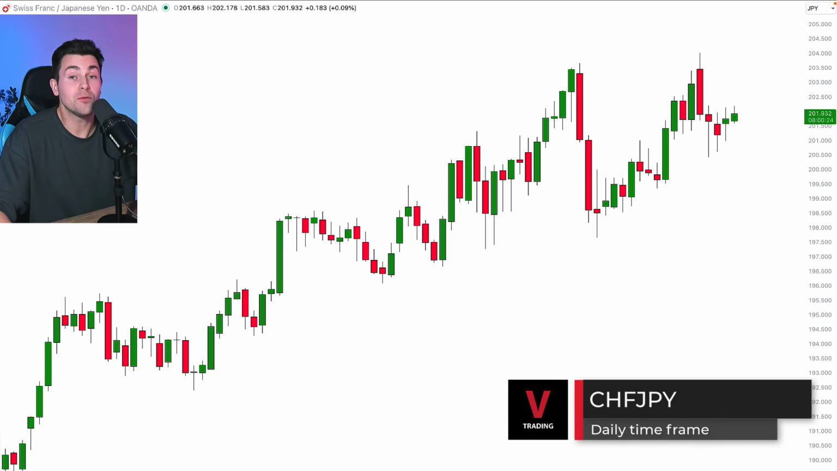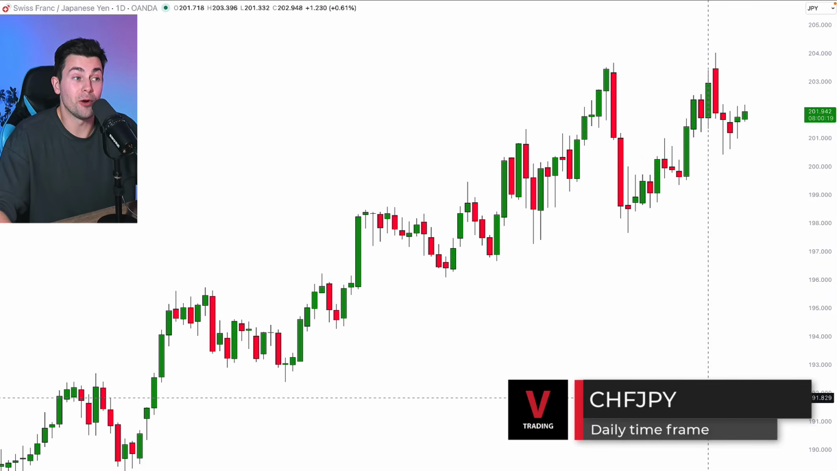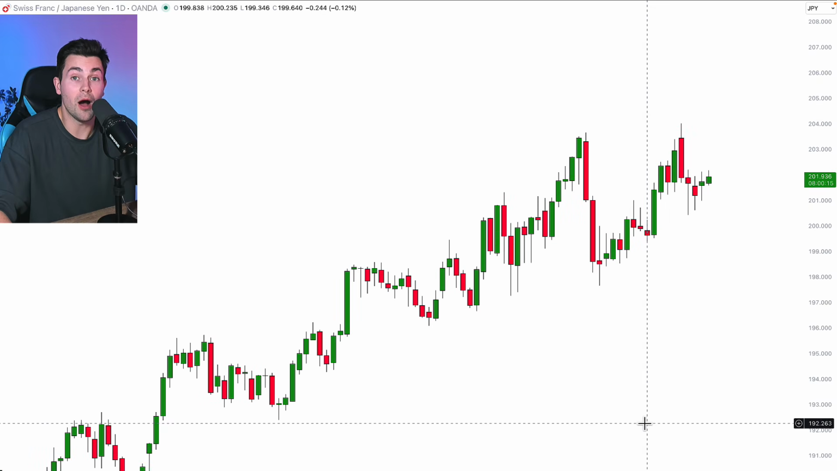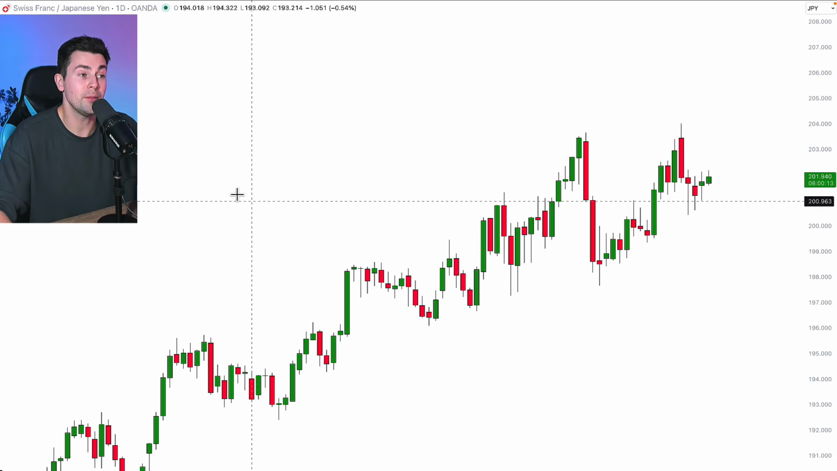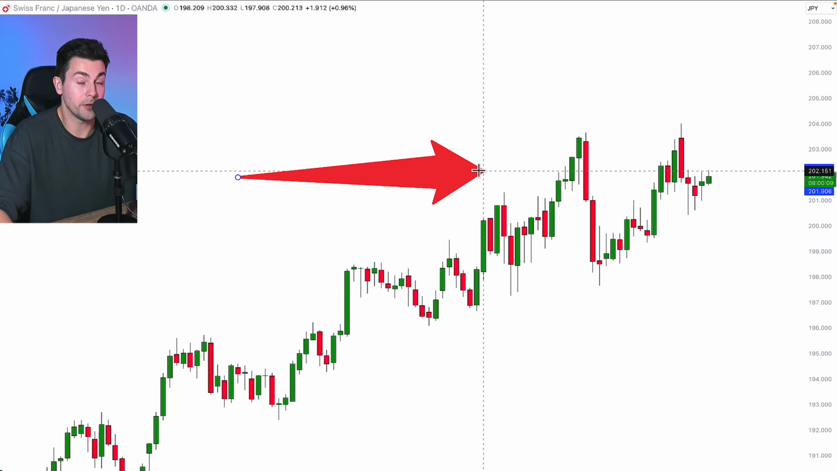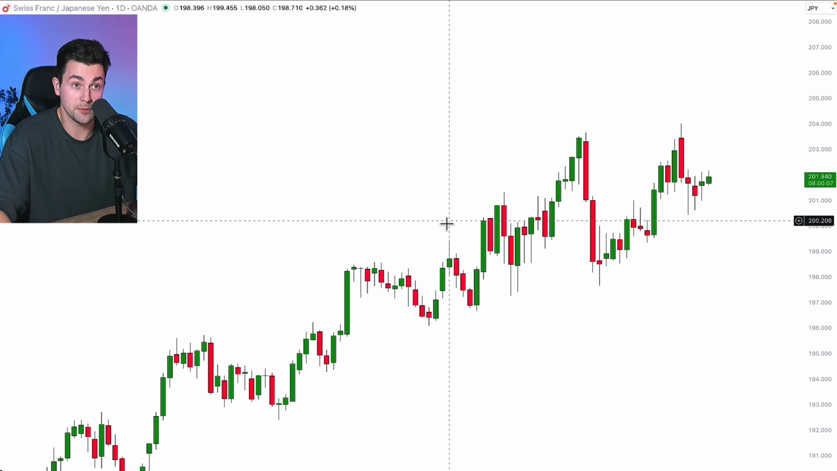We are in the Swiss yen forex pair on a daily time frame, and first we can see that the market is strongly bullish. We can see that the pair is trading in a strong uptrend. We can see that over time the market keeps updating higher highs and higher lows. So our first condition is met.